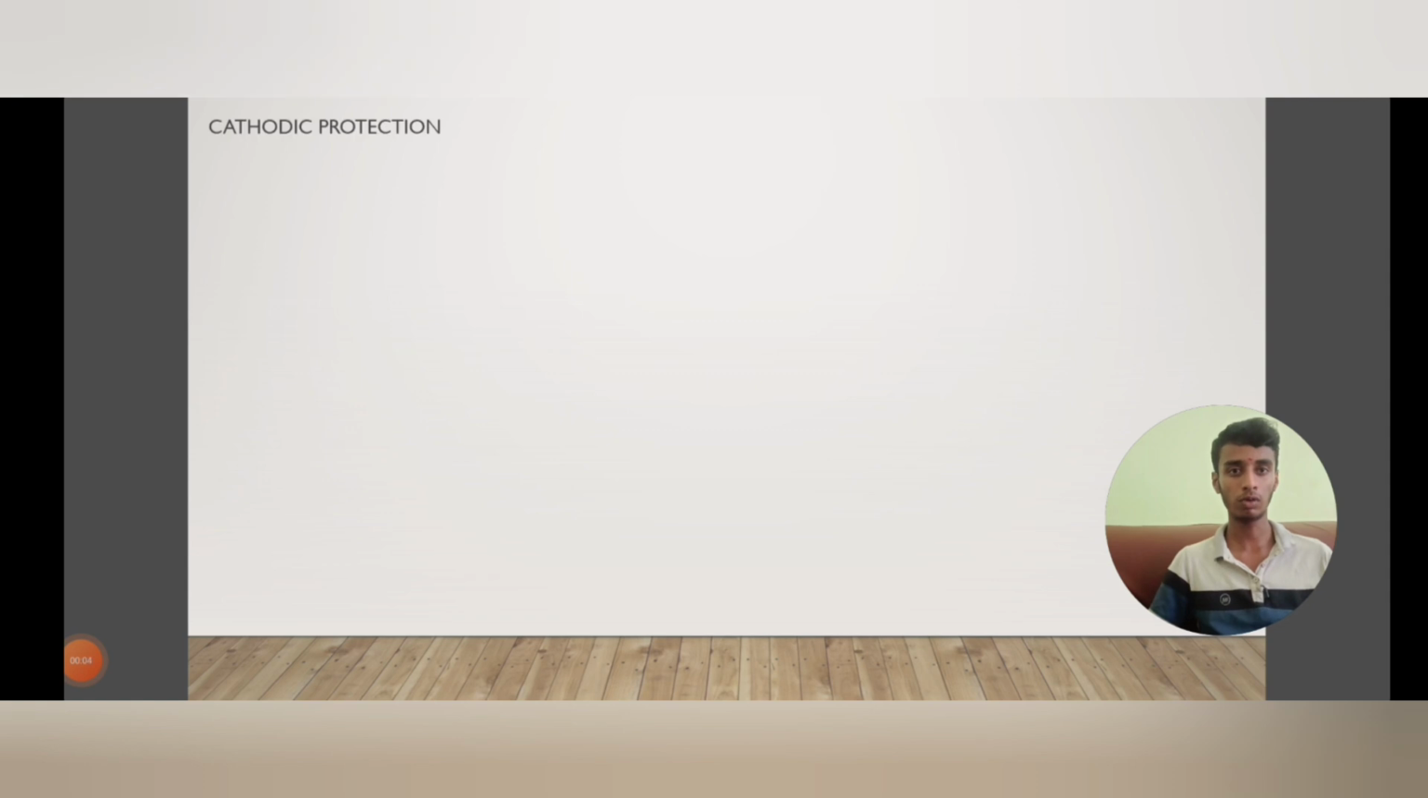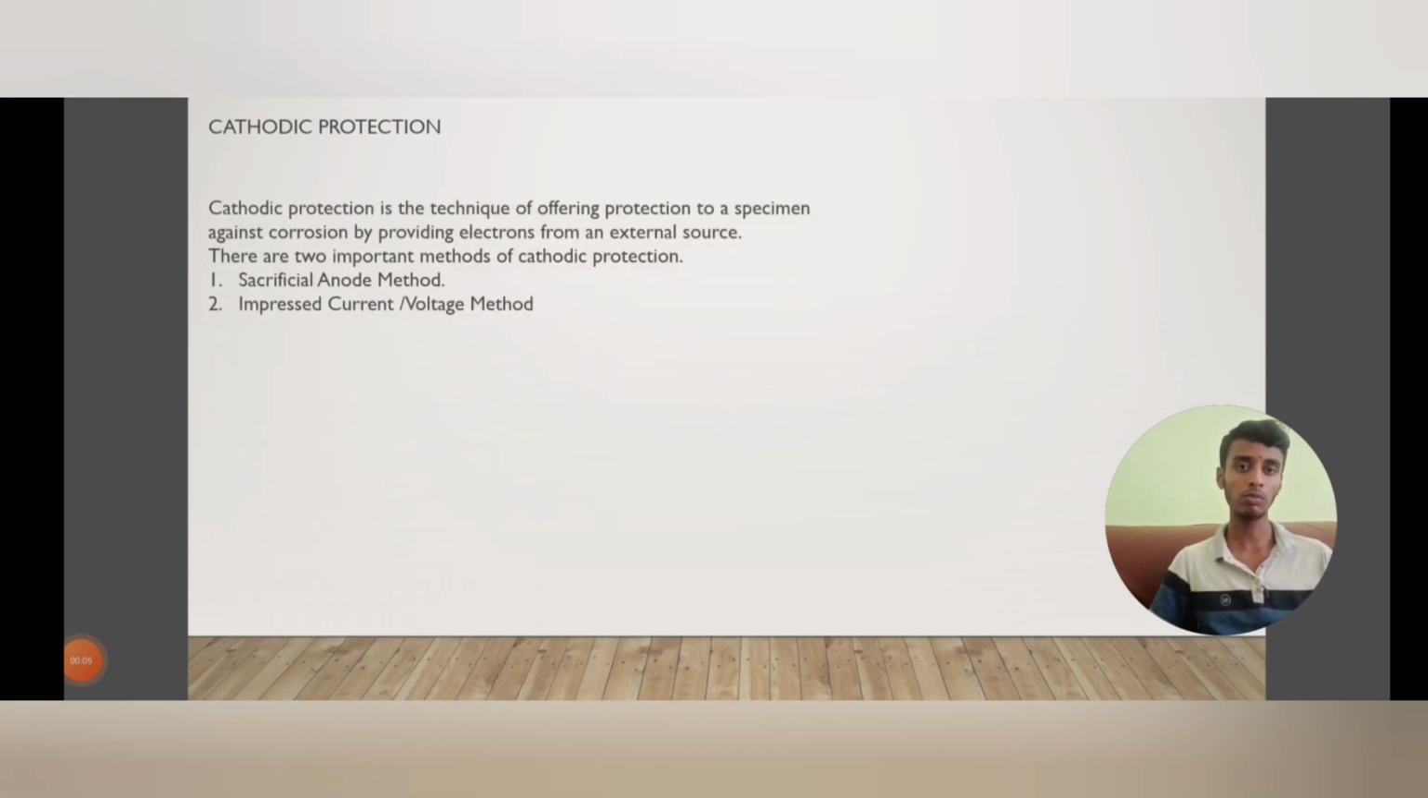And another method is cathodic protection. We'll see what cathodic protection is, the types of cathodic protection, and briefly about it. What is cathodic protection? It is a technique of offering protection to a specimen against corrosion by supplying electrons from an external source. There are two important methods of cathodic protection: the sacrificial anode method and the impressed current or voltage method.